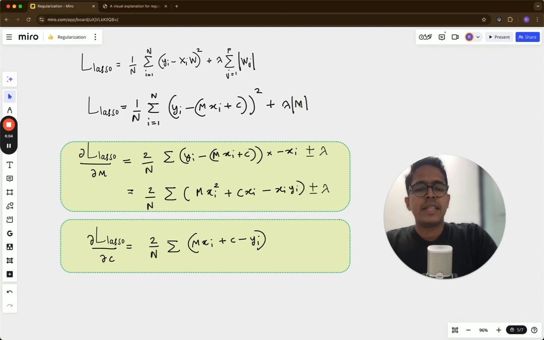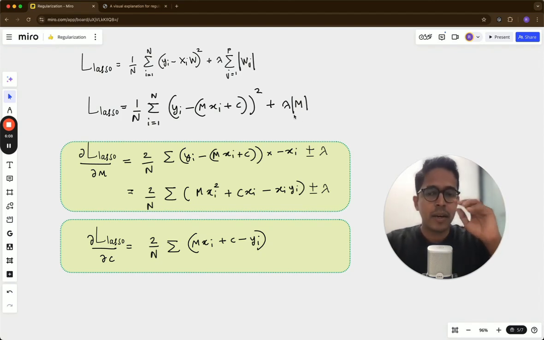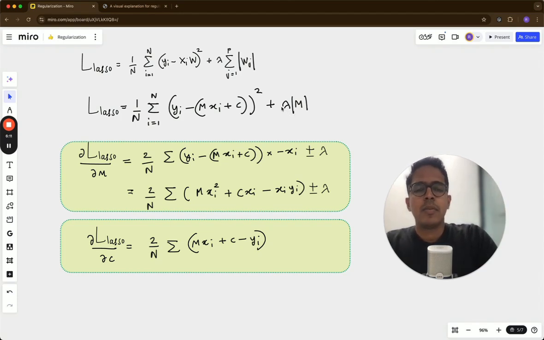So if m is equal to 0, then modulus is not defined, the gradient of modulus is not defined. But if m is greater than 0, this will be plus lambda. If m is less than 0, this will be minus lambda when you take the gradient dou by dou m of lasso. So I just wanted you to have a look at this to understand that the derivative of lasso is not very straightforward.